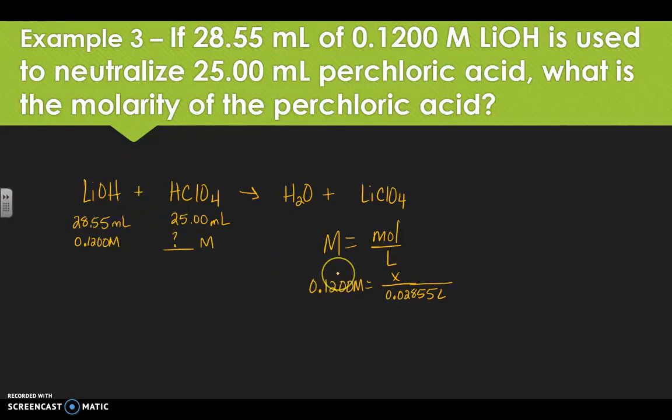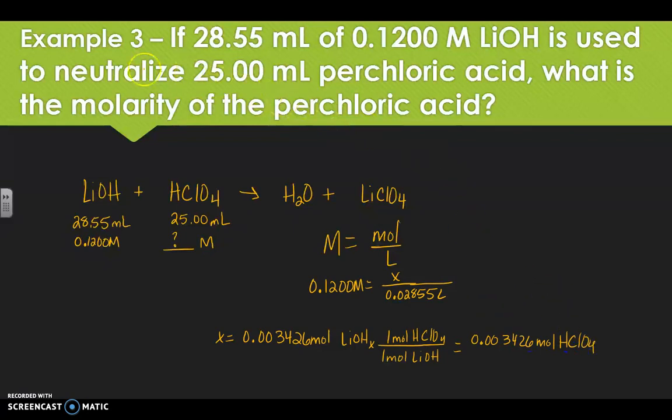Okay. All right, so there we take 0.1200 times 0.02855, and we end up with X, which is moles, is equal to 0.003426 moles of lithium hydroxide. But we don't want moles of lithium hydroxide, we want moles of perchloric acid. So we use our mole ratio. It's a 1-to-1 ratio, which means that we have 0.003426 moles of perchloric acid.